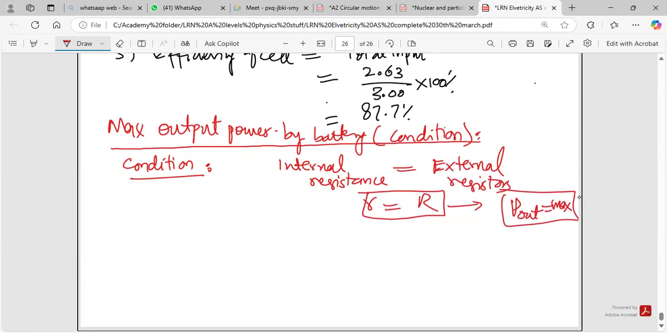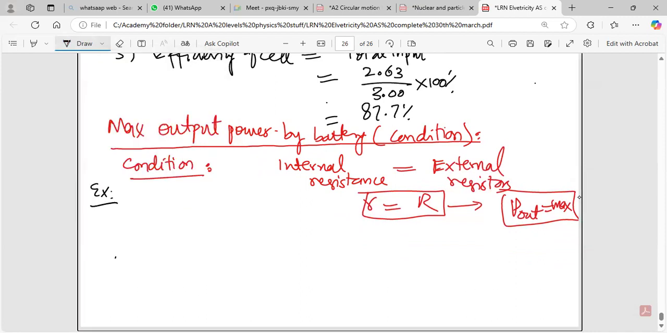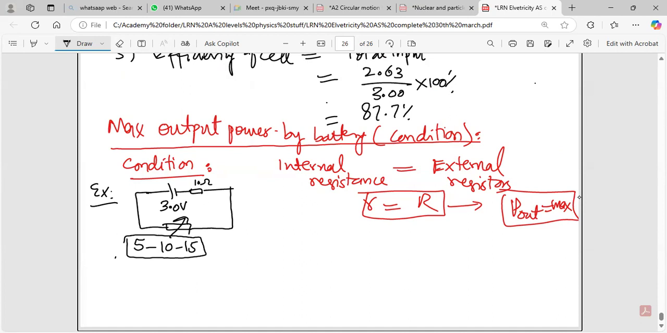In order to prove this, again, we are going to look at an example. There is a cell which is having internal resistance of 10 ohm and the EMF is 3 volt. The external resistor that we have connected is variable and we can change its value between 5 ohm, 10 ohm and 15 ohm. So we can set it to 3 values.